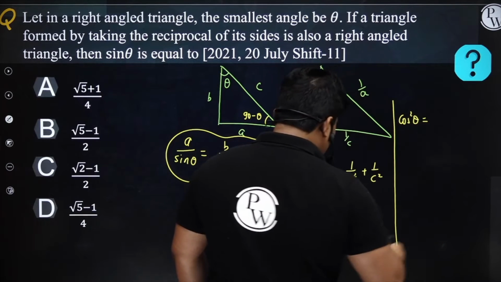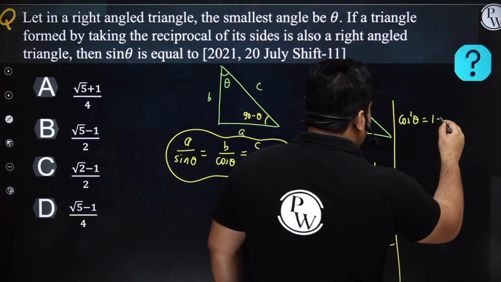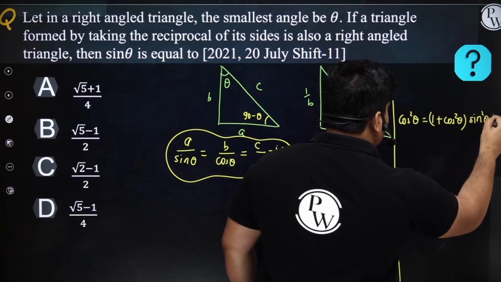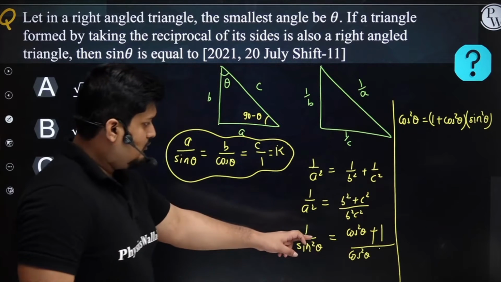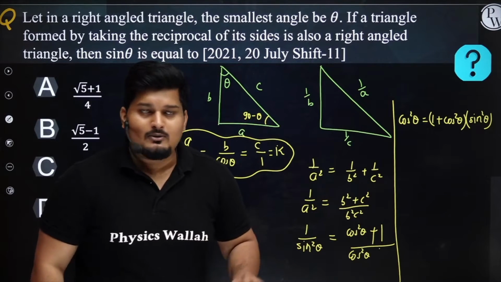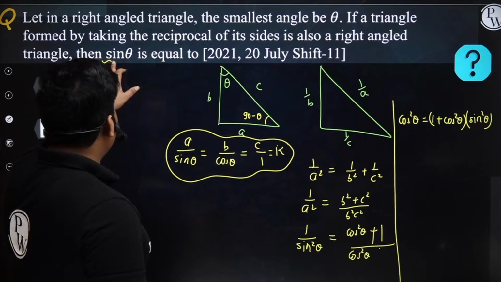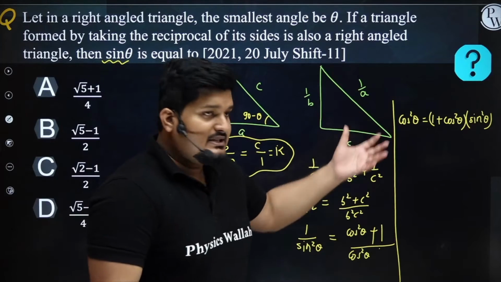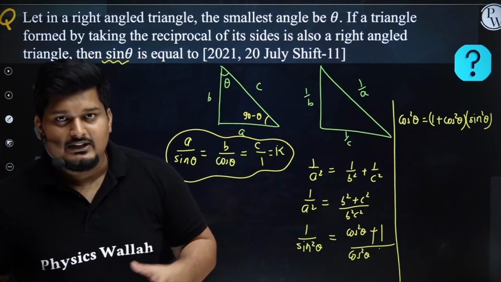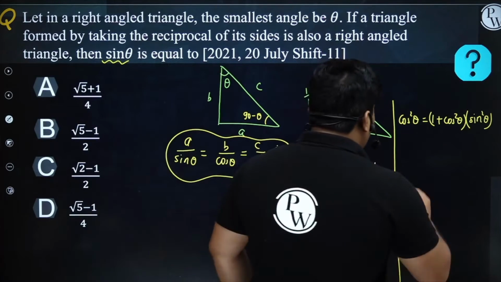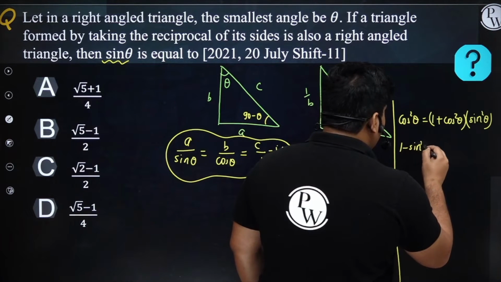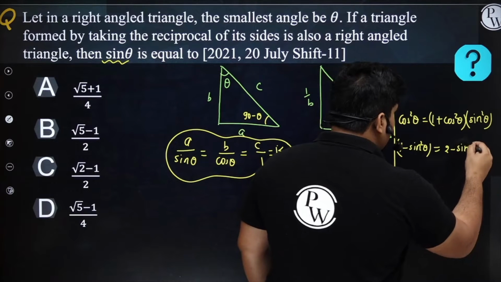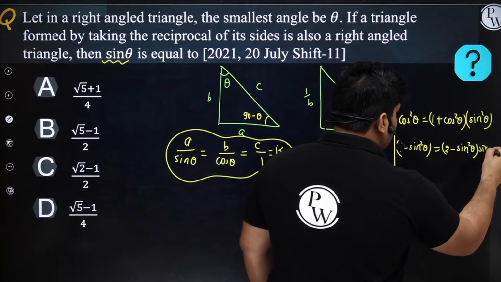So cos square theta is equal to 1 plus cos square theta into sine square theta. Correct? Now in the problem, what they have asked, sine theta is equal to what? To find sine theta, I can see that I can form a biquadratic in sine, so I need to do that. So I can write cos square theta as 1 minus sine square, which gives 2 minus sine square into sine square.